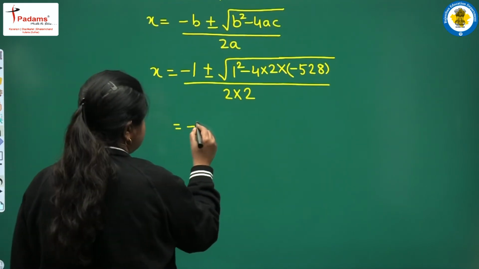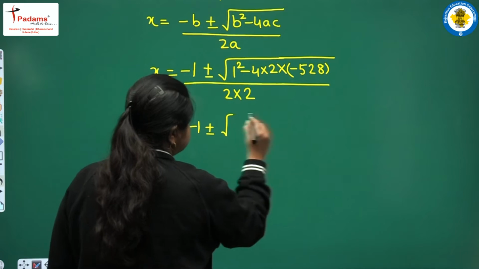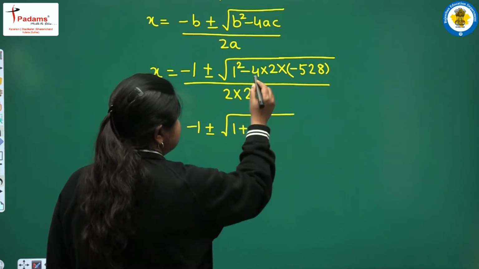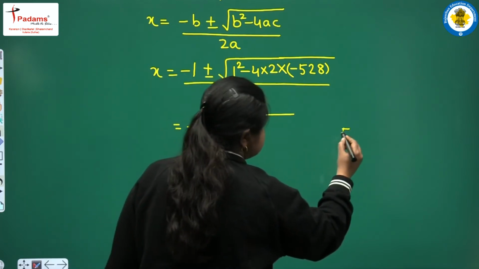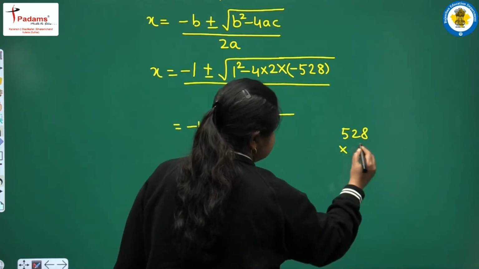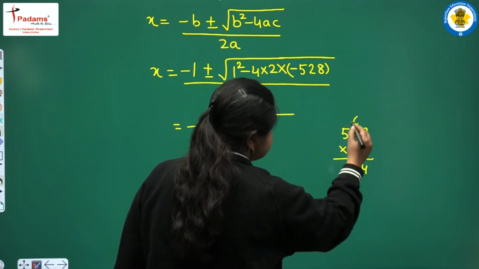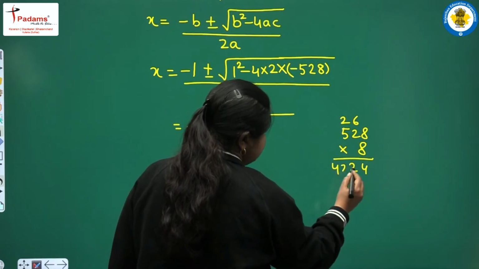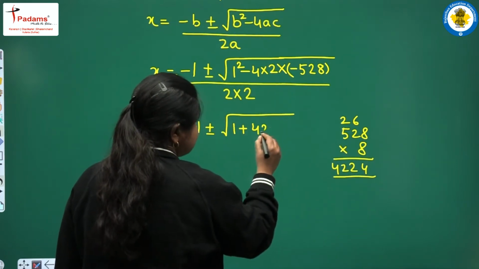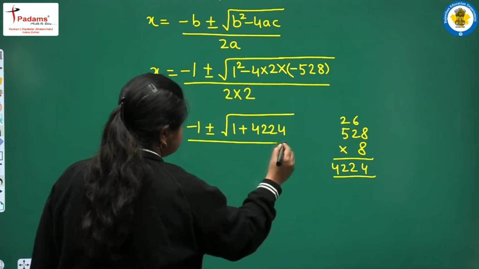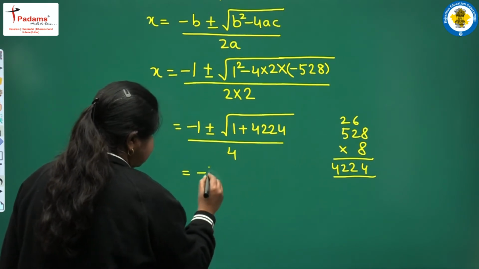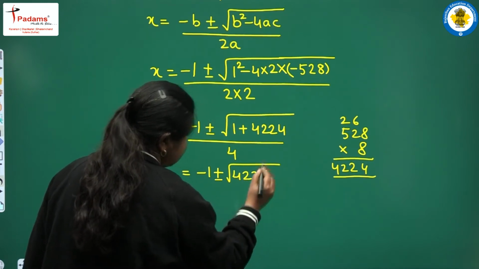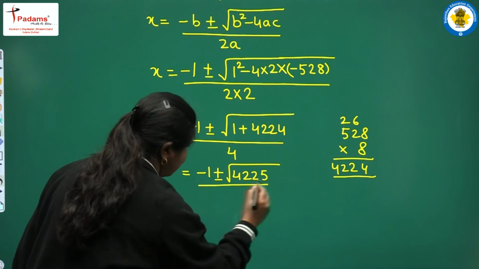Yes, here we have minus 1 plus minus under root 1 square will be 1 and minus minus will be plus. 4 2s are 8, 8 into 528. Multiply. 8 8s are 64, 6 carried, 8 2s are 16 and 6 it will be 22 and here we will be having 42. So, it's 4224 upon 2 2s are 4, minus 1 plus minus under root 4225. Adding both gave us this, upon 4.